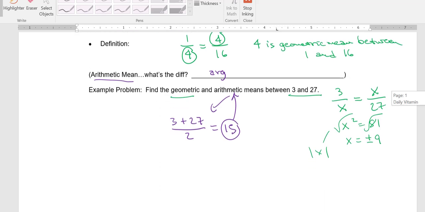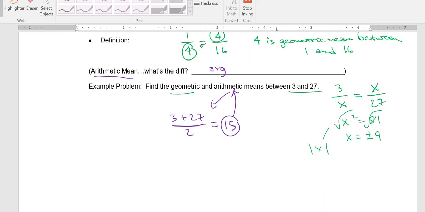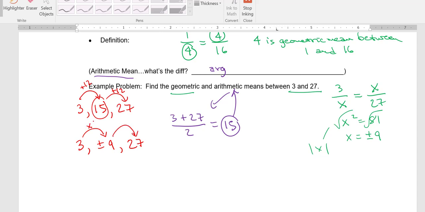Just as a side note, some people are asking themselves, why are we doing this and what does it mean? So if you look at 3 and 15 and 27, and you think about this as the arithmetic mean, to get from 3 to 15, you're going to be adding 12, and 15 to 27, you're adding 12 again. That's what's happening when you're doing an arithmetic mean. When you're doing a geometric mean, you're going from 3 to plus or minus 9, and then to 27. You are going from here to here, and from here to here, and you are multiplying by the same amount. Multiplying by 3 here, multiplying by 3 here. Obviously, with a negative 9, you would be multiplying by negative 3 in both cases. So that is the difference between a geometric and an arithmetic mean.